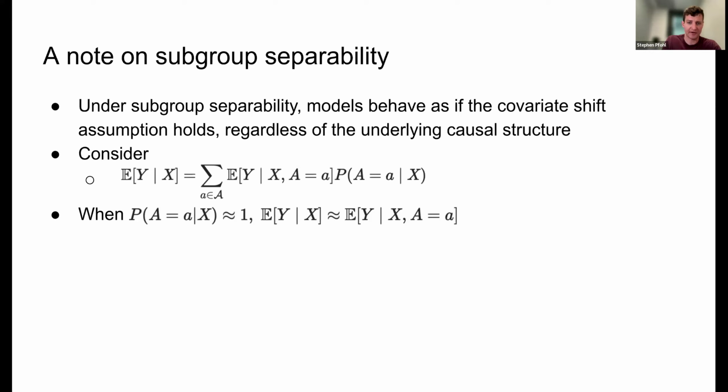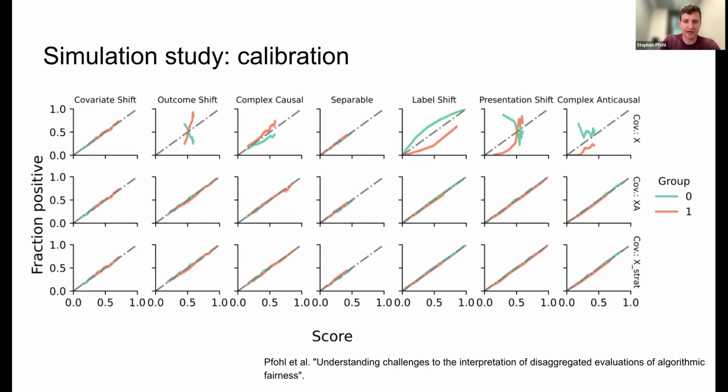And so this implies that models fit in this setting satisfy the properties we've laid out thus far with regards to the covariate shift assumption and its impact on expected fairness properties. To test some of these properties, we conducted a simulation study with data generated from each of the causal graphs discussed so far. We include one additional setting that corresponds to that separable case, which is in the middle of the slide. In the first row, we plot the case where the models are fit using only the covariates X. The second row is a case where the models are fit using subgroup membership as an additional covariate. And the final row is a case where we fit a separate model for each subgroup.